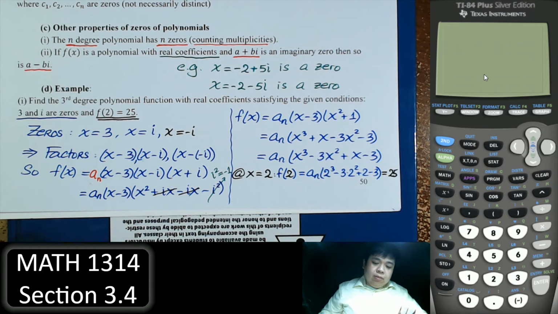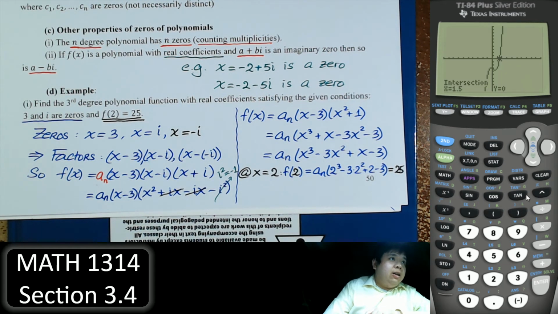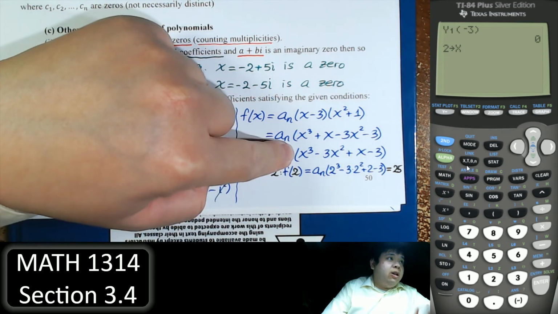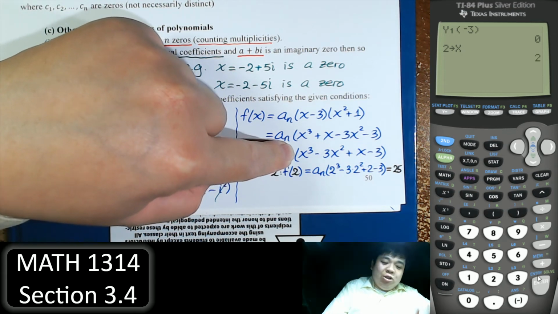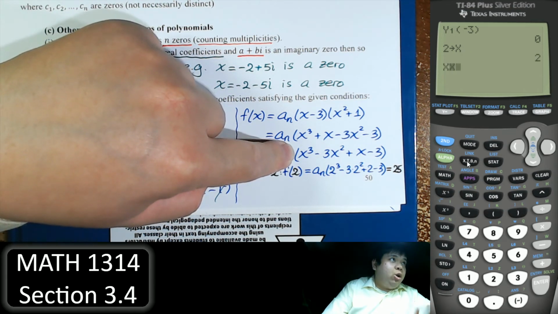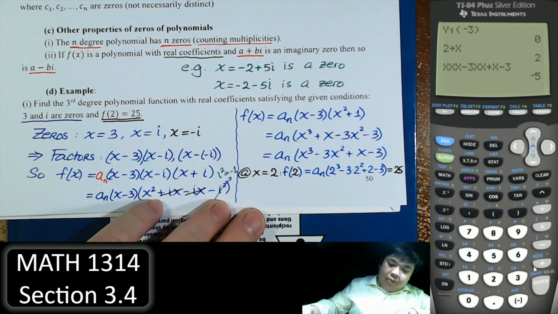Right? I usually like to just say 2 is stored into x and evaluate this. Let's do that first. So 2 is equal to x, and then x cubed minus 3x squared plus x minus 3. That is equal to minus 5.